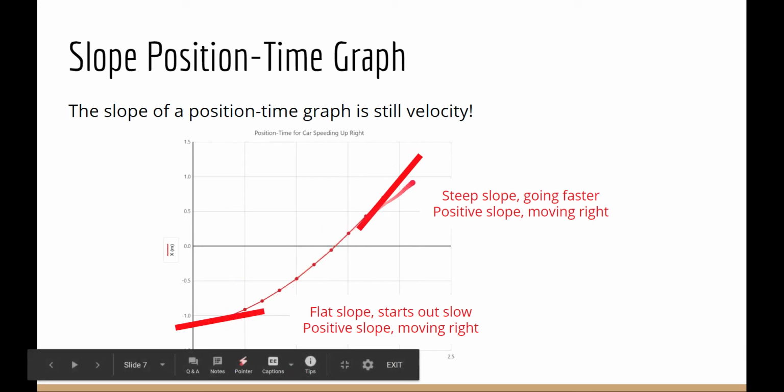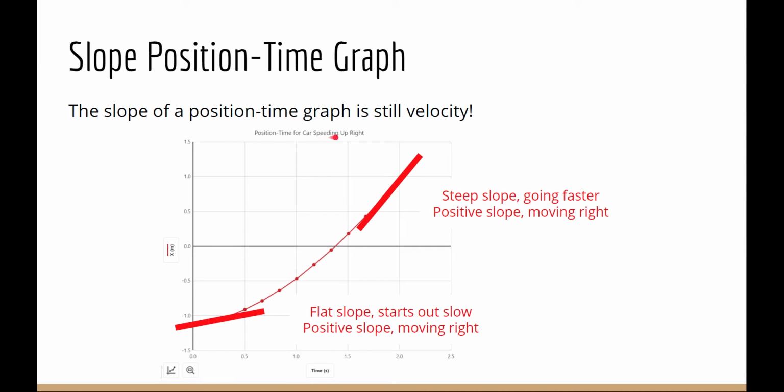Since this slope is positive and this slope is positive, and any spot on here, if you were to draw this tangent line and look at the slope, it would be positive. It's moving to the right the whole time. And this was, in fact, the car that sped up to the right.